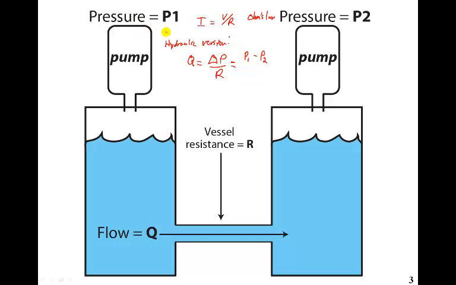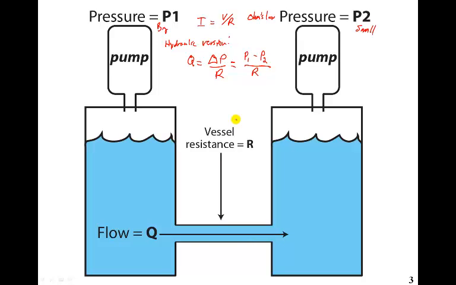So we'll say that P1 is big, P2 is small. We'll arrange our situation so that P1 is the bigger one, P2 is the smaller one. So Q would be equal to P1 minus P2 over R. And that measures the flow from this side here, where P1, which is the bigger pressure, is over to P2, which is the smaller pressure. Okay?